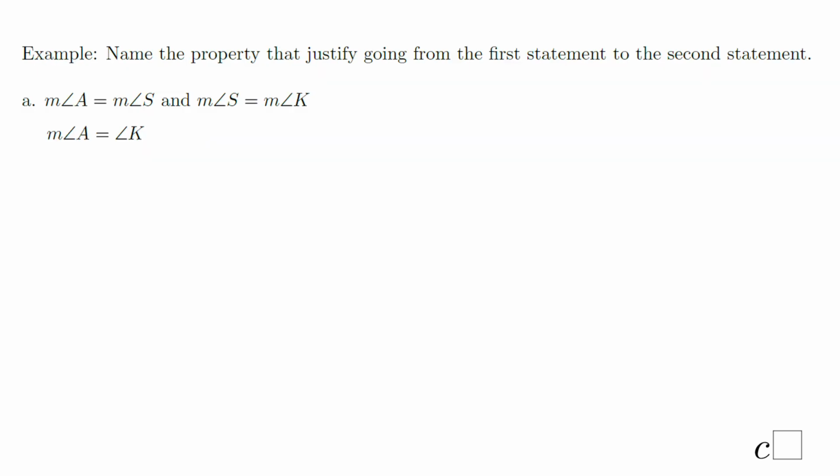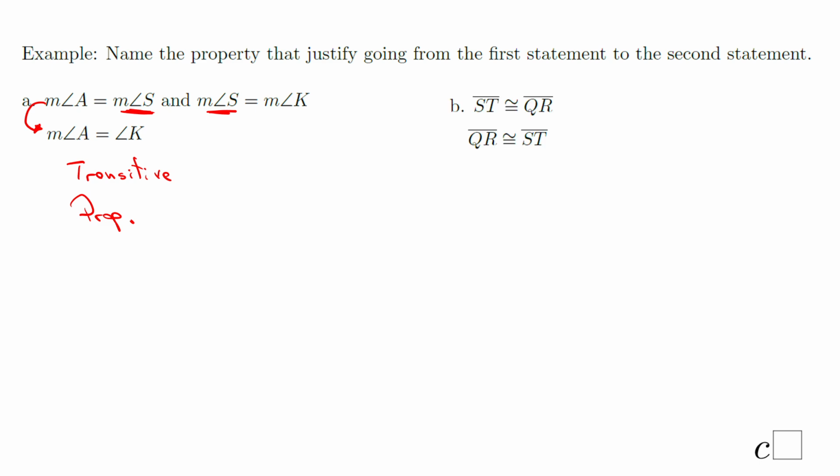Now let's practice a little bit these properties. You notice here we have two statements. The first one, measure of angle A equals the measure of angle S, and measure of angle S equals the measure of angle K. What property allows us to say that the measure of angle A is equal to the measure of angle K? If you notice, since we have these two guys, they are the same guy, that will be the transitive property. Transitive property of congruence. It's not wrong if you say equality, but it's transitive property of congruence.